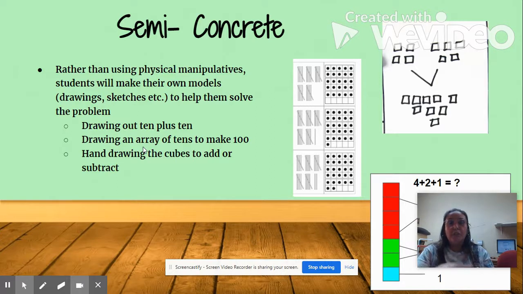They're still seeing that visualization, but they're not physically touching anything such as a unifix cube. There are other examples, like drawing out 10 plus 10, where students can draw out 10 cubes here, 10 squares here, or even drawing an array of 10s to make 100. There might even be some hand drawing cubes of adding or subtracting, just like I talked about earlier.